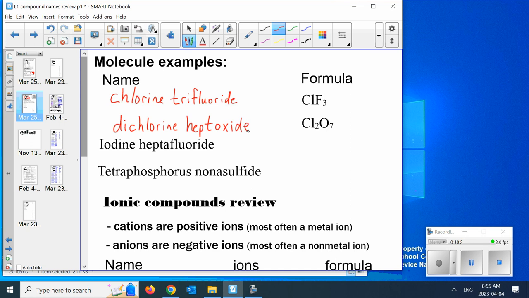Now, the other way around, people generally find iodine. I just have to look at what iodine is. It happens to be the letter I. And that's one, because there's no di or tri. I'm going to put I, and then hepta. I don't want to mix you up with that. Seven fluorines, that's fluoride. IF7.